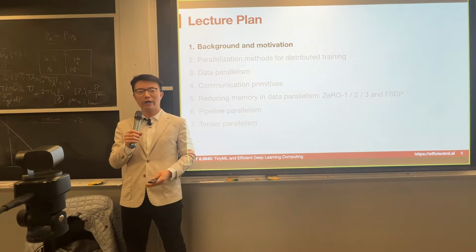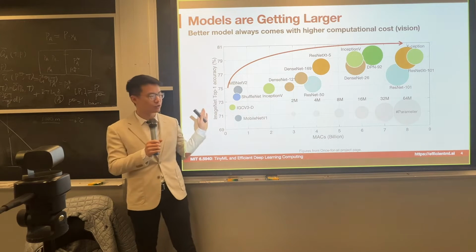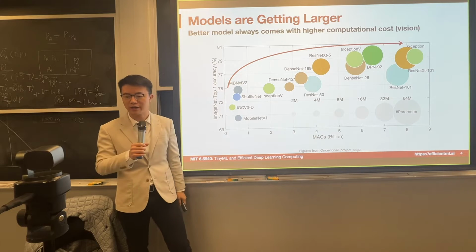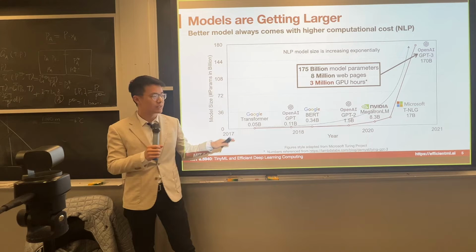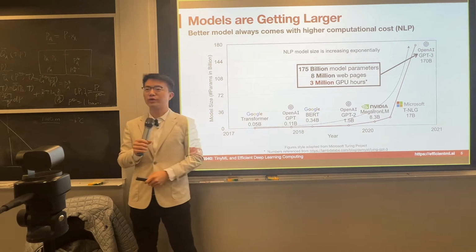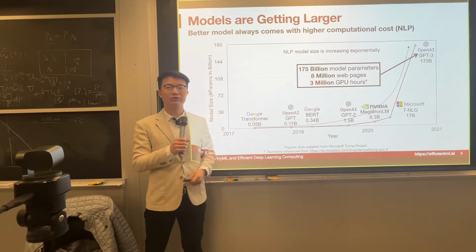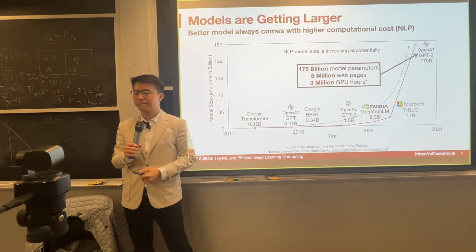Why do we need distributed training? So models are getting larger. In order to get good accuracy, model size is pretty big. The compute is also pretty big. And recently, the large language model is really driving up the demand for compute, hundreds of millions of parameters with a lot of GPU hours to train.